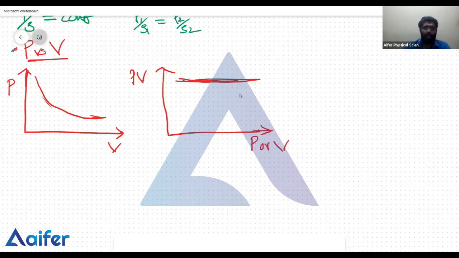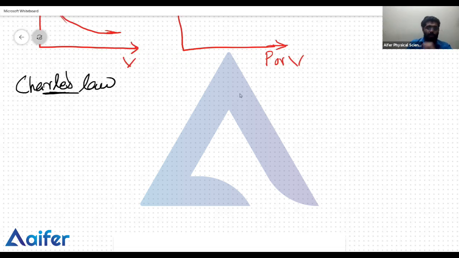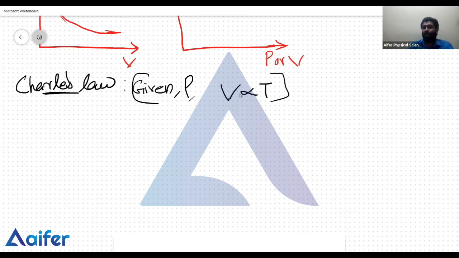So these are the two graphs from Boyle's law. Now we are moving on to another law called Charles law. The statement goes like this: for a given pressure, we are fixing the pressure as a constant value, the volume of the given gas is proportional to its temperature. For a given pressure, volume is proportional to temperature. This is Charles law in a nutshell.